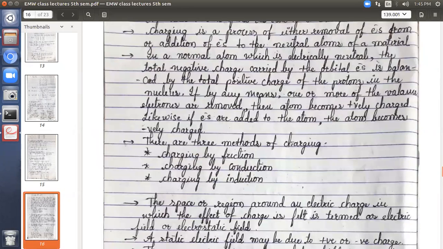There are basically 3 methods of charging. Charging by friction, conduction, or induction. 3 different methods are there. I think you have studied this already. I think with friction, you have even done the experiment when you rub the rods. Even when you are sitting on a plastic chair, you might have felt that sometimes you get a shock. Your hairs stand up.